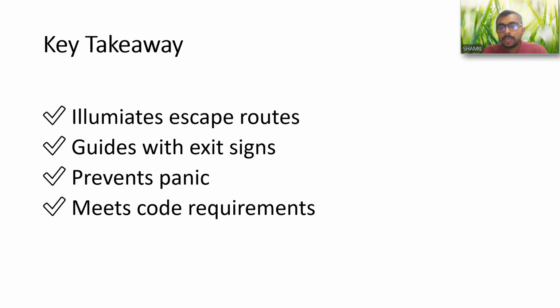With this, I will summarize what we have discussed. The main reasons for having emergency exit lighting are that it illuminates the escape routes, it guides with exit signs, it prevents panic, and it meets code requirements. So these are the four main purposes of having emergency and exit lighting.